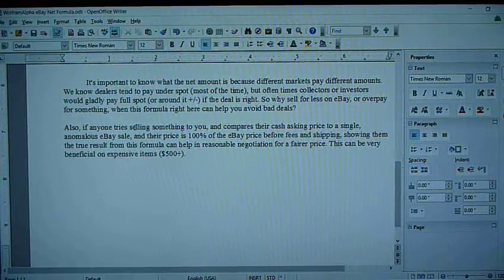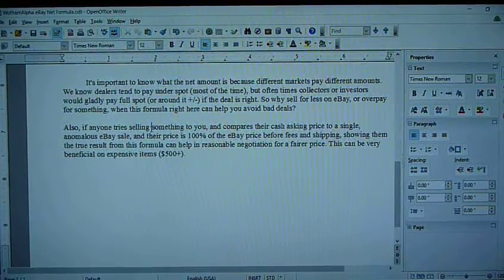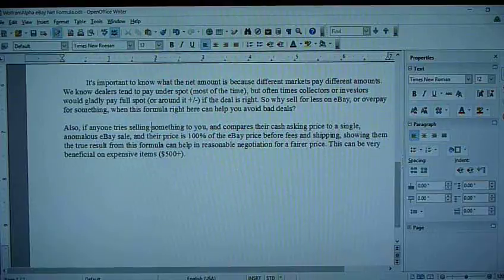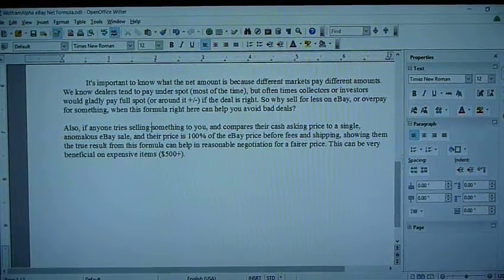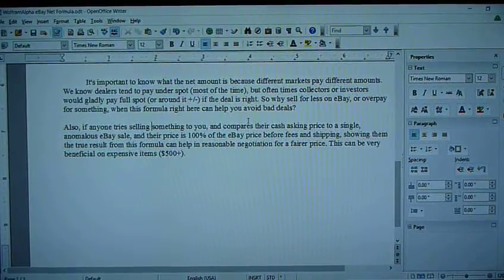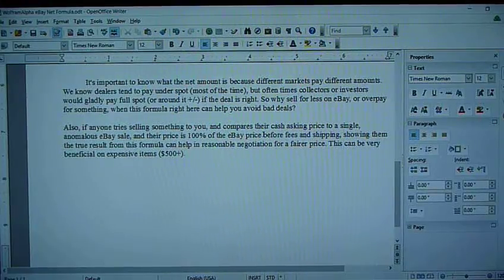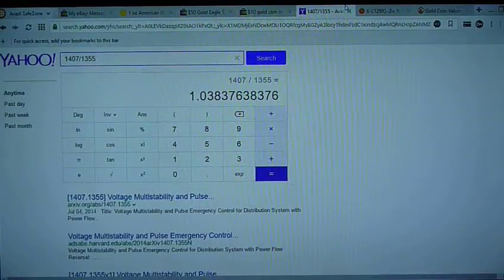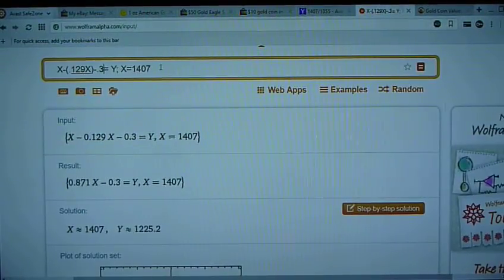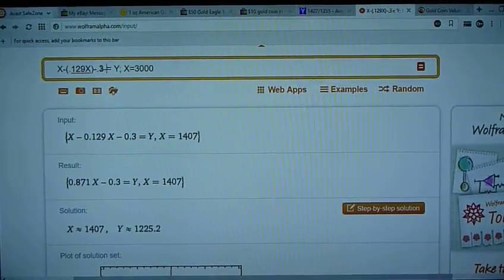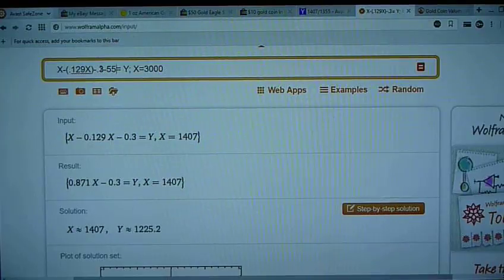If somebody tries to sell you something and compares their asking price, this is a common thing I come across, some nonsense from people. This is why this formula is so useful. If somebody asks for cash the same price, 100% of an eBay price, before fees and shipping, and they go, oh, I've got a $3,000 item, I saw it on eBay for $3,000, give me $3,000, that's what it's worth. No. Let's say it's a large and bulky item. So Z is, I don't know, $55, because it's going to cost at least $50, $60 to ship the thing.